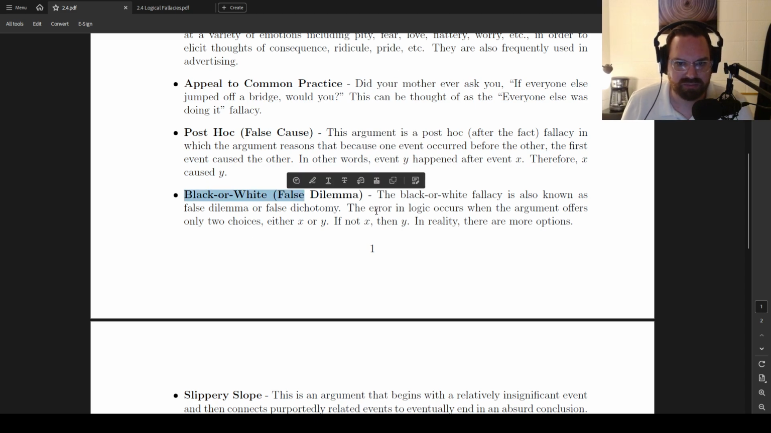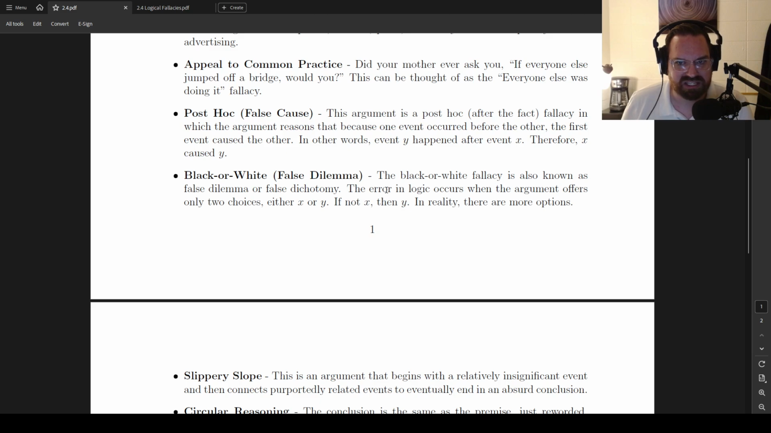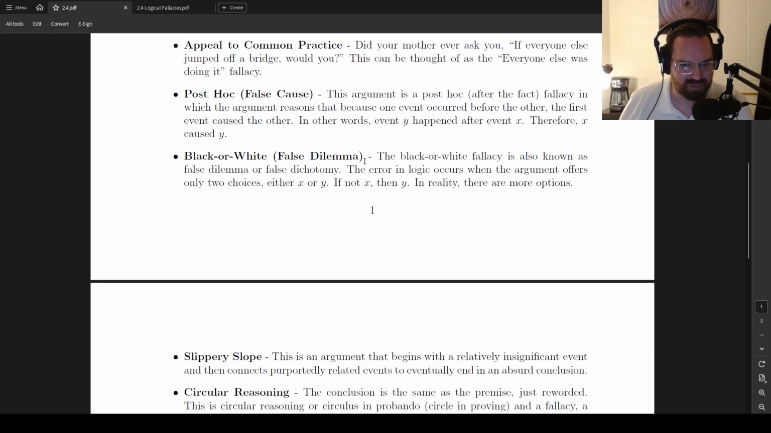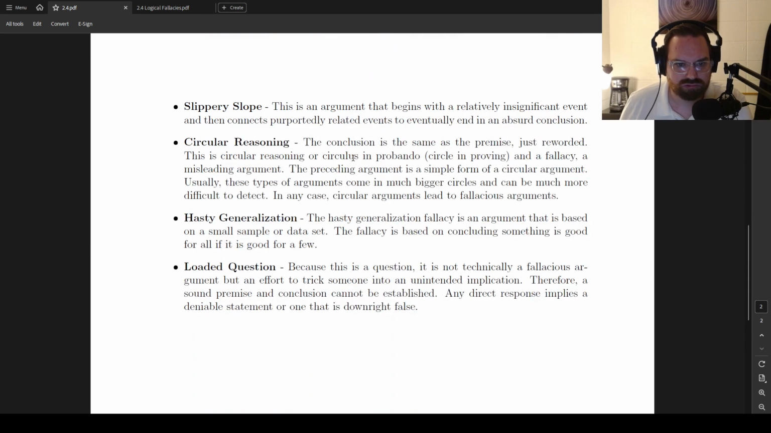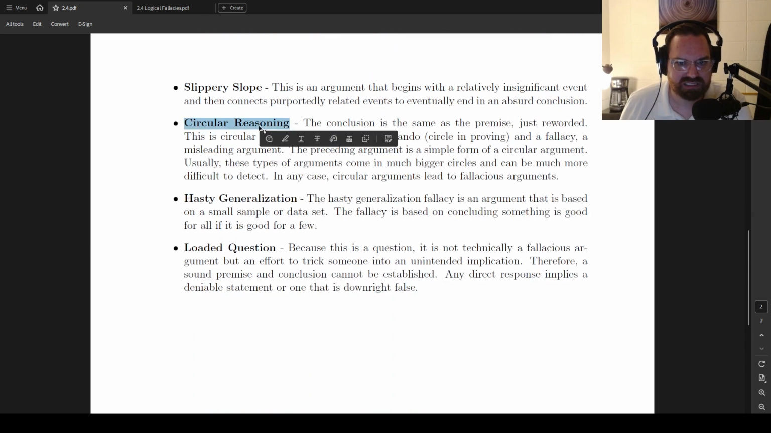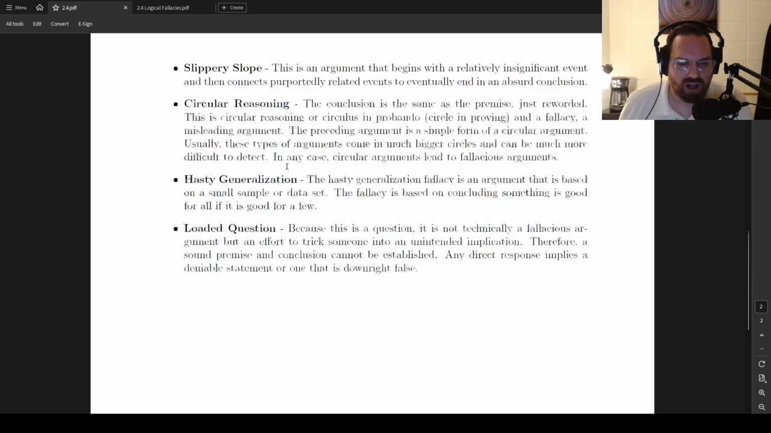Black and white. This one shows up a lot. It's an either this or that kind of situation, with no in-between gray area. Circular reasoning. Anyway, all kinds of these.